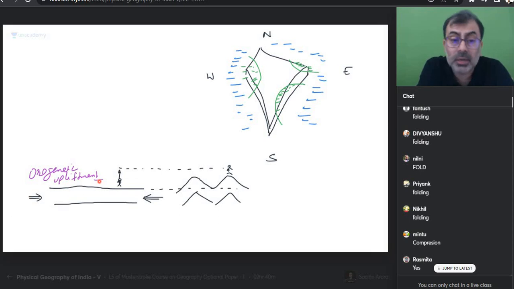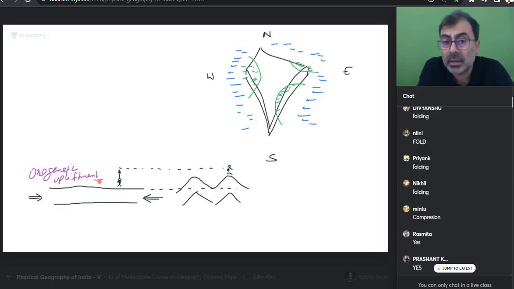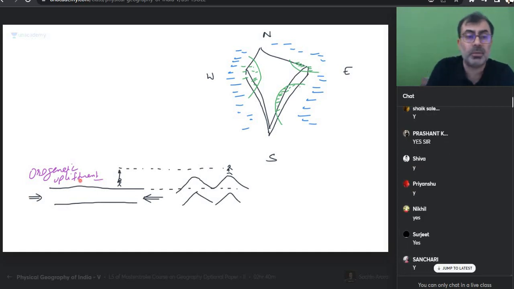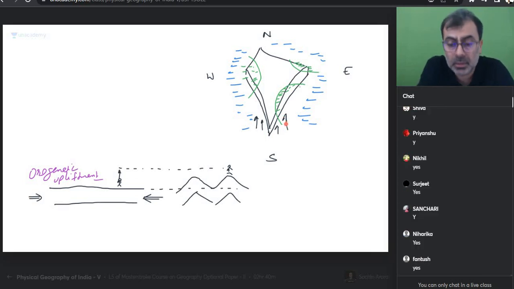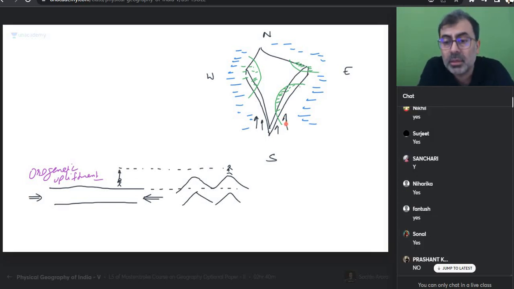I gave you a statement. The southern flank. Do you understand which is the southern flank now from the diagram? Don't think whatever. Just play with me. Yes. I said southern flank experienced upliftment. Upliftment matlab ye upar ud gaya. This got uplifted. But did I write orogenetic upliftment? No, sir, you did not write orogenetic upliftment. Orogenetic upliftment did not happen.